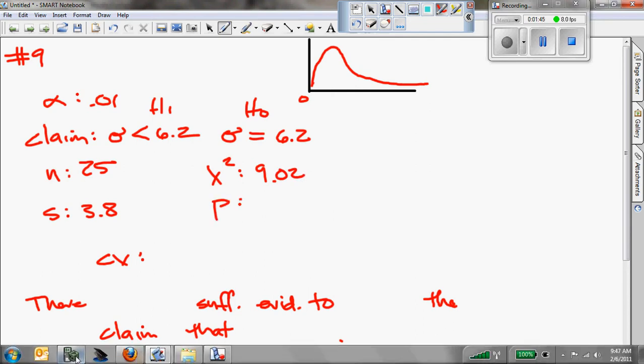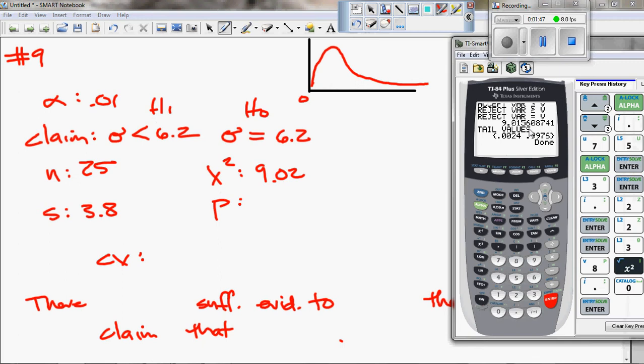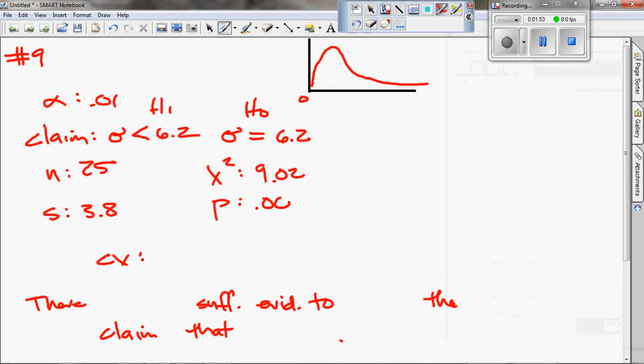And the p-value: our critical value is in the left tail, so we're going to use the smaller value, 0.0024. Again, our critical value is over here in the left tail. So we're going to compare this to the significance level, 0.01. And this is going to be less than 0.01, so we reject the null hypothesis.